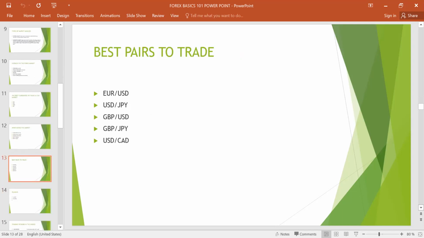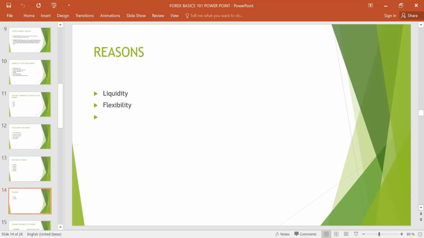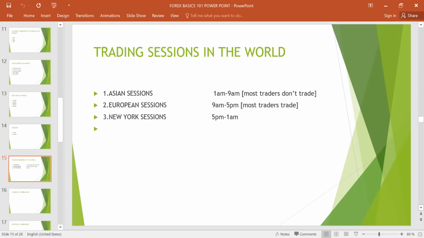Some best pairs to trade: Euro/USD, which is the major traded pair in the world. Of course, this is one of the biggest pairs considering the Euro economy and the USD. We have USD/Yen, we have GBP/USD, we have GBP/Yen, and we have USD/CAD. With these pairs, you can always check on them. For the beginners, you can trade mostly on those pairs. The reason being is they're highly liquid and they are flexible.